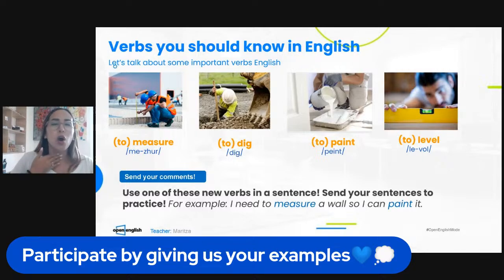To measure. This has a strange kind of SH sound. It's not "mesure," we want to say measure, to measure. So we take a measurement. This is 2 inches, or this is 3 centimeters, to measure something. An important verb for the construction industry.